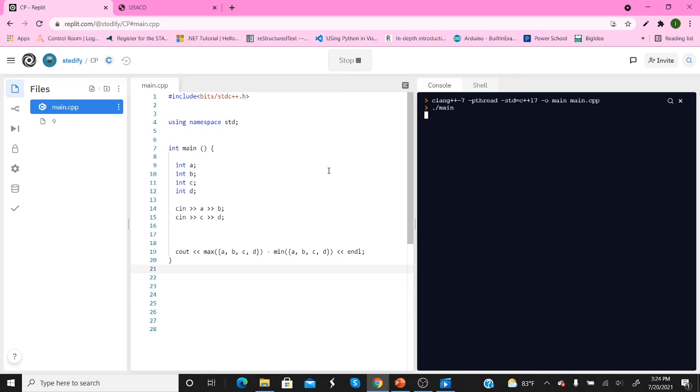Let's try 8 and 3 to 5. Alright, so the program is working so far.